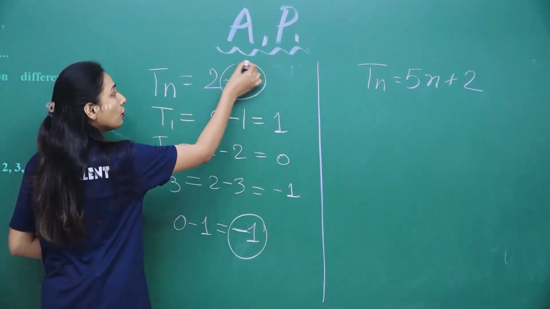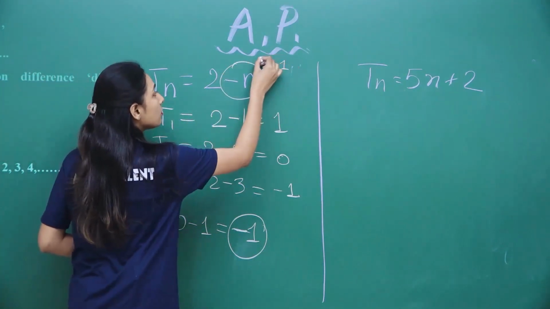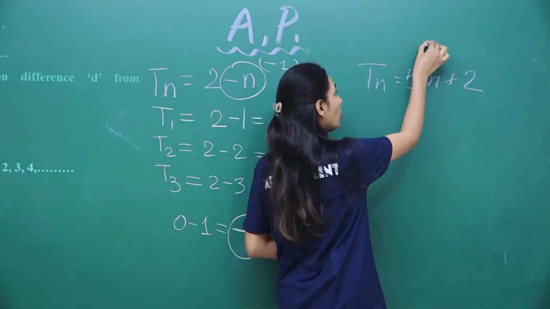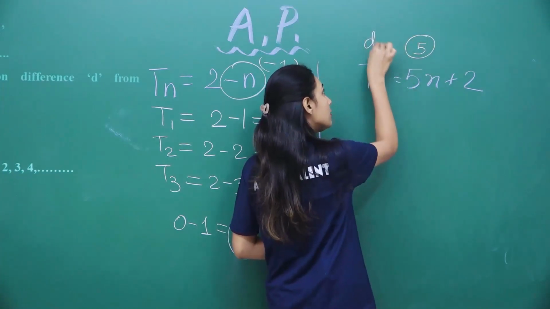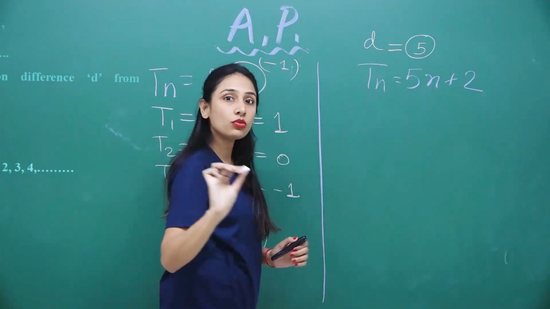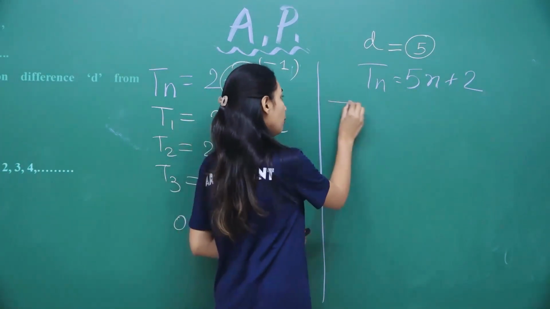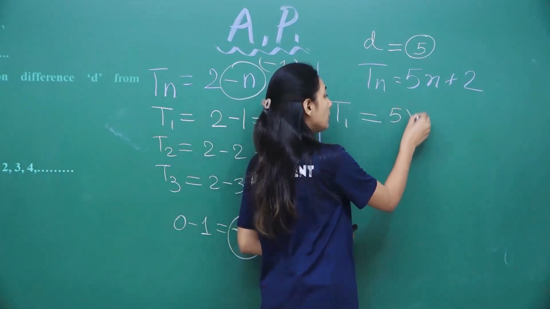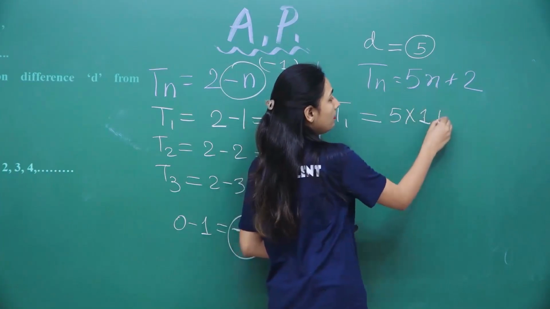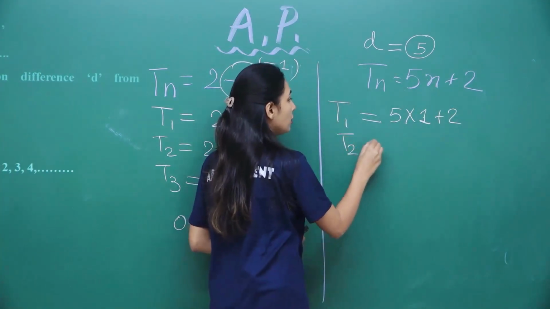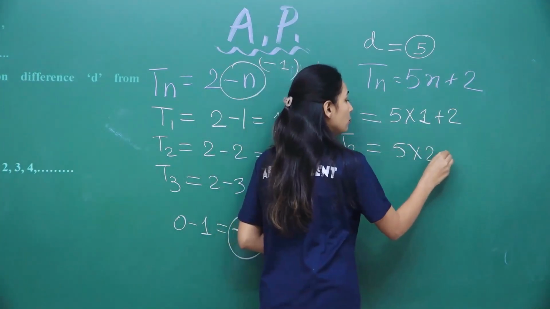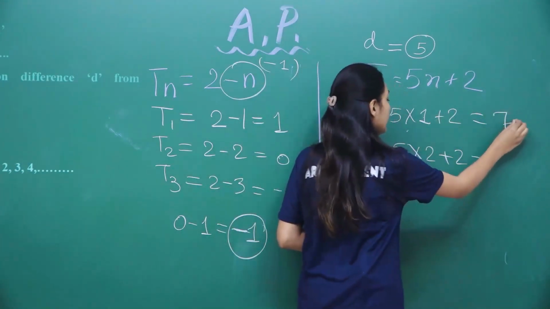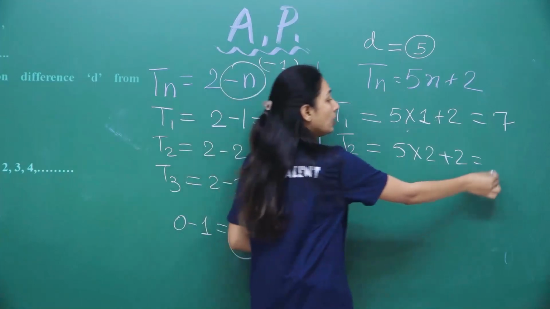And now look at this. The coefficient of n is here what? Minus 1. Similarly, if we check this one, the coefficient will be 5. So that means D must be equal to 5. Let's check it. T1, the first term, will be 5 multiplied by 1 plus 2. T2 will be 5 multiplied by 2 plus 2. So that will be 5 plus 2, 7. And T3 will be 10 plus 2, 12.